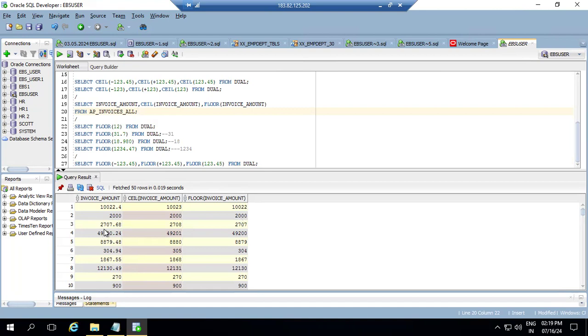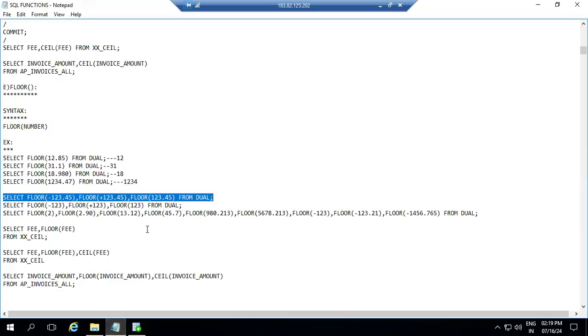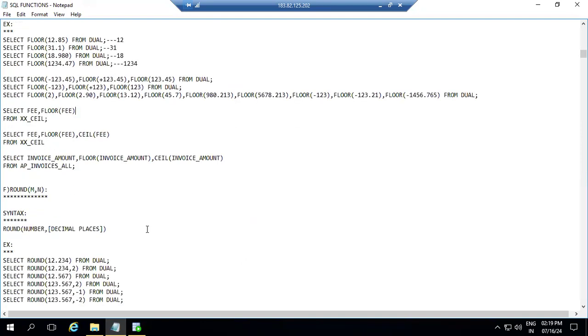Next it is 2707. It shows the same value here. It is not doing any round off or anything, right? You can see the difference between SQL and floor here. When it is minus in SQL, it shows the same value, whereas in floor, when you use the minus value, it adds one over there. So it shows minus 124 here, right? Any doubts in this floor function? It is clear, right? So we'll go to the next function, the round function.